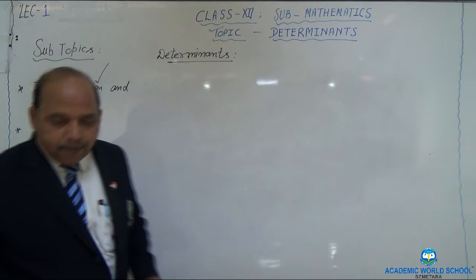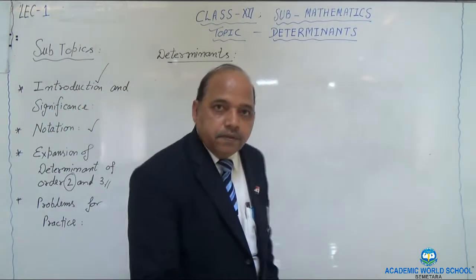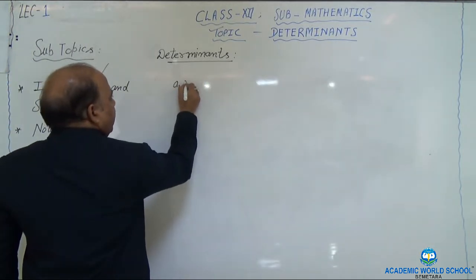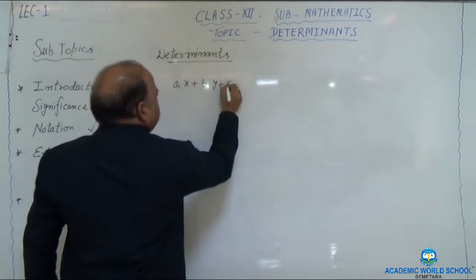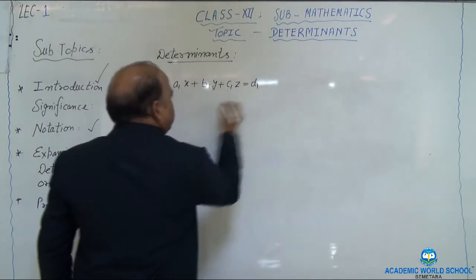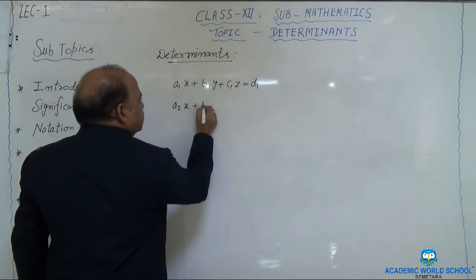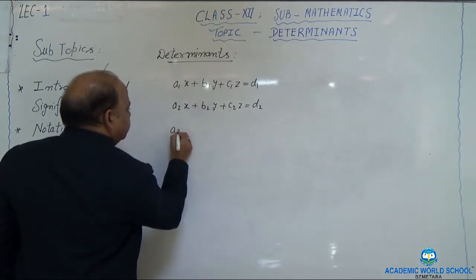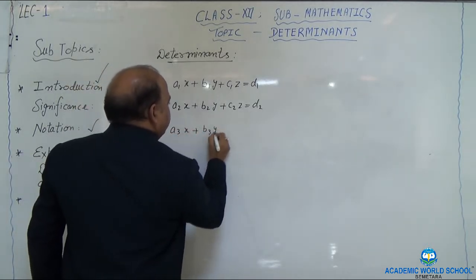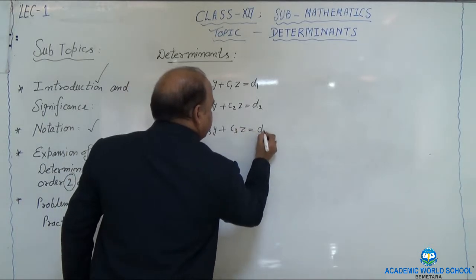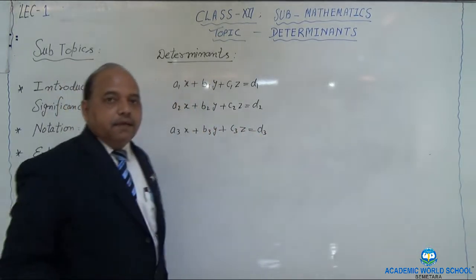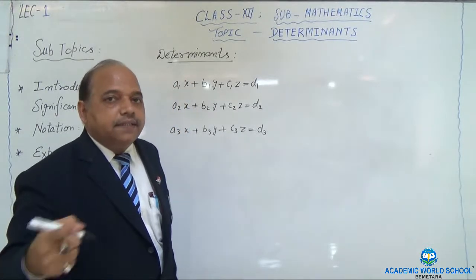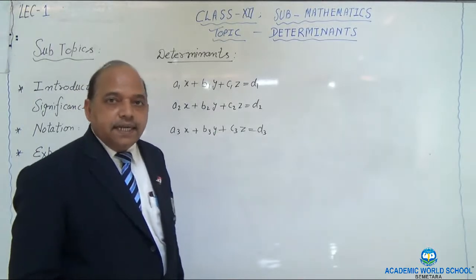Now what I am going to do, I am taking very simple equations. Let's say the equations are given by a1x plus b1y plus c1z is equal to d1, a2x plus b2y plus c2z is equal to d2, and a3x plus b3y plus c3z is equal to d3. These are 3 simultaneous linear equations in variables x, y and z.